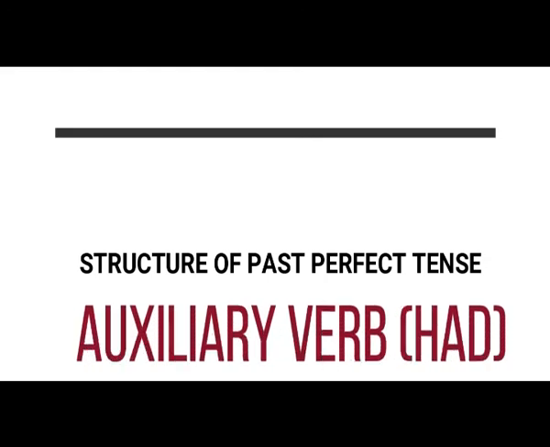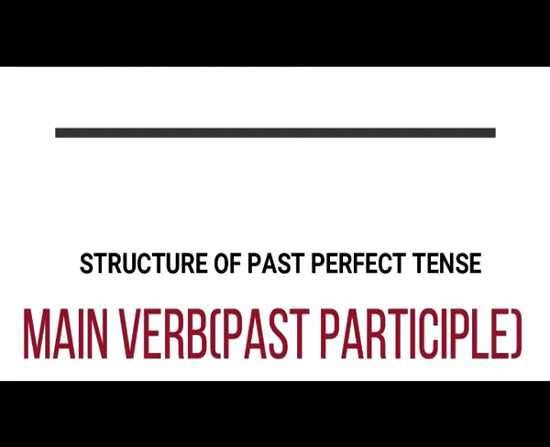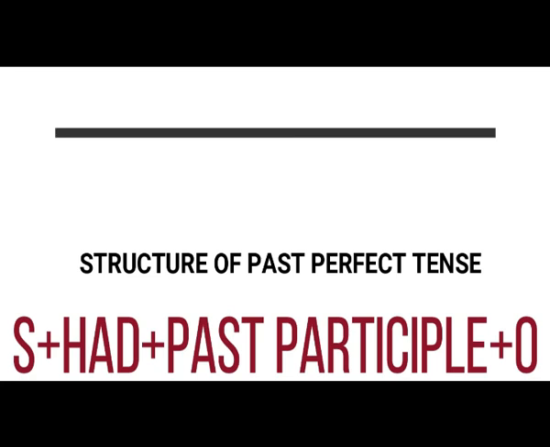We use the auxiliary had plus the main verb past participle. What is past participle? Past participle is the V3 form, the third form of verb. So what is the structure of past perfect tense? Subject plus auxiliary had, then we will use past participle as the main verb and then the object.